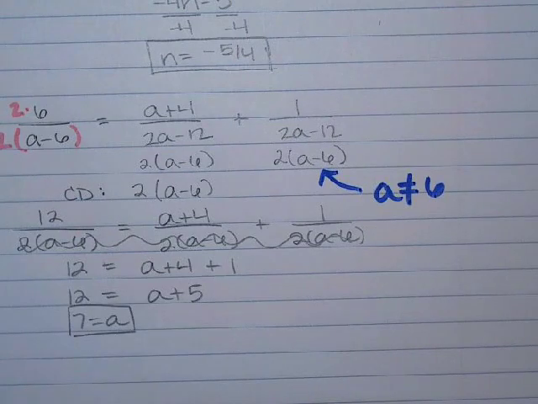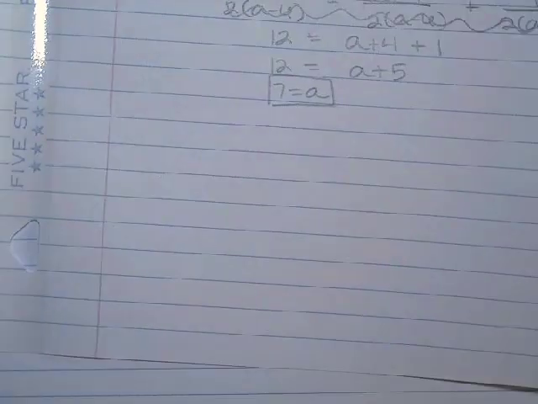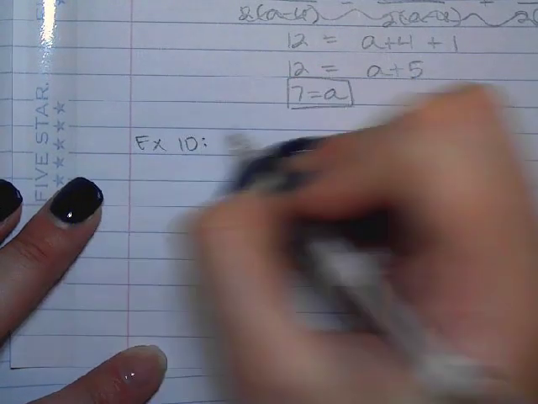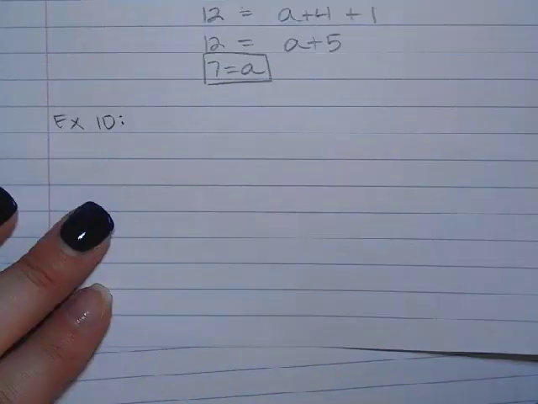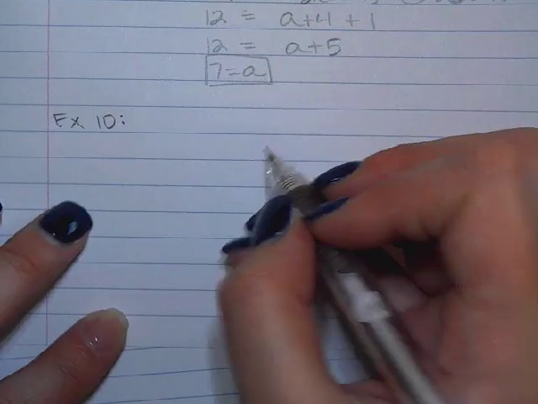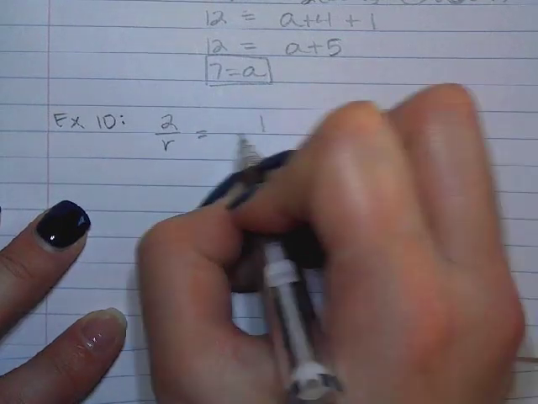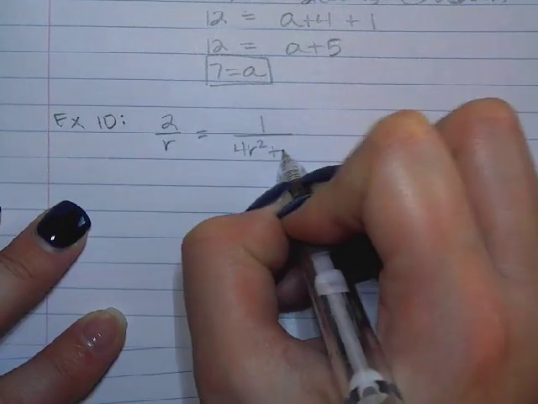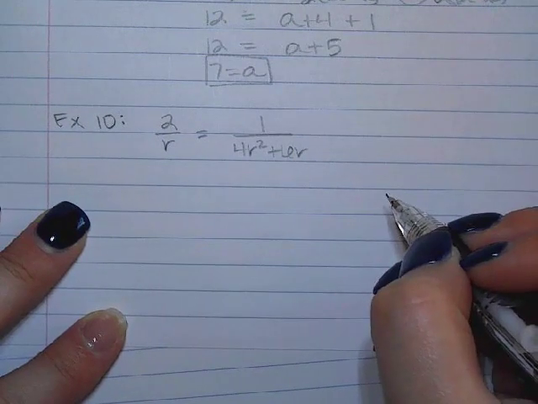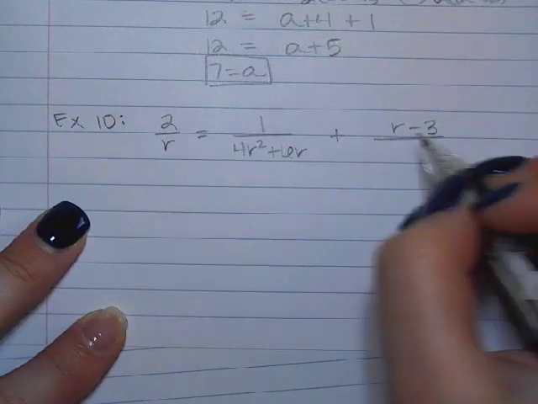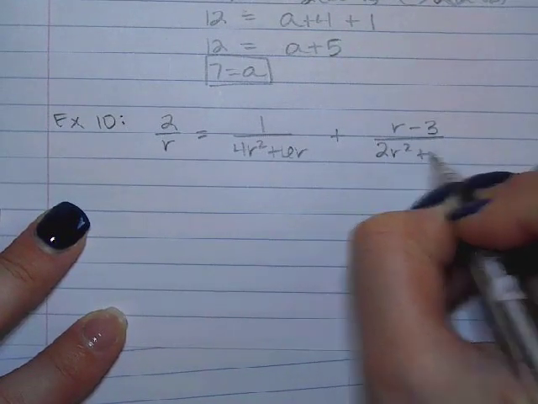Okay, let's do one more, and then I'll let you guys start working on the assignment. Are you guys feeling a little bit better about the process than you did when you just watched the video last night? Yeah. So last example, we're going to do 2 over r equals 1 over 4r squared plus 6r plus r minus 3 over 2r squared plus 3r.